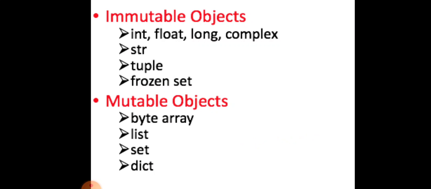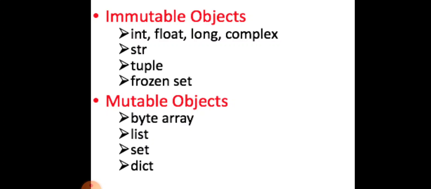Then we have mutable and immutable types of objects. Mutable means the variables whose values can be changed after they are created and assigned. Examples of mutable objects are array, bytearray, list, set, dictionary, etc.